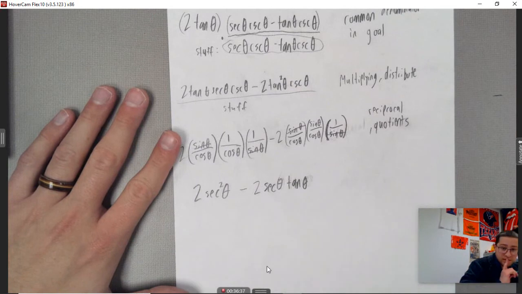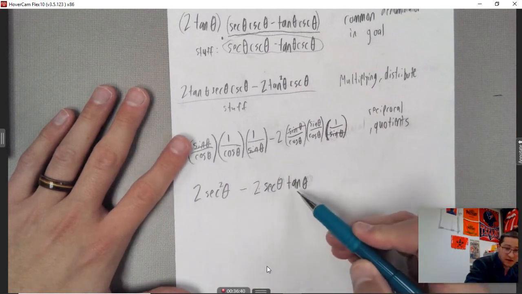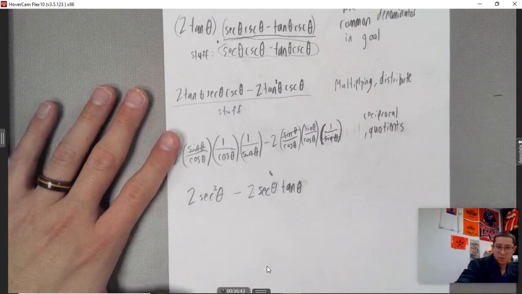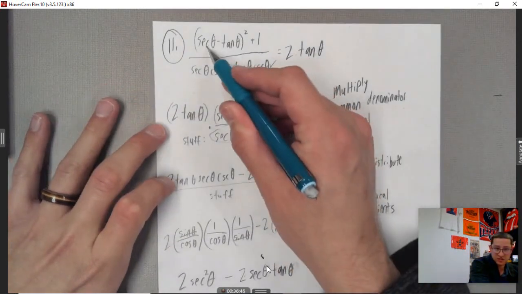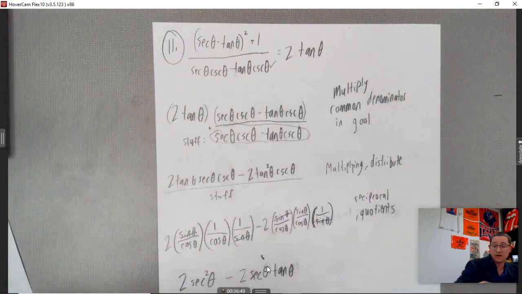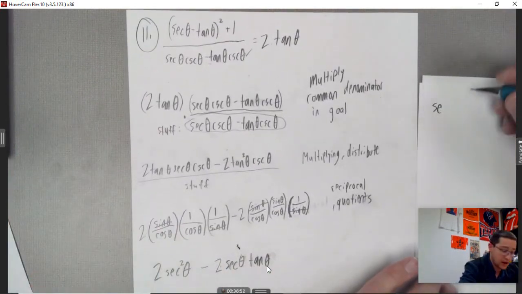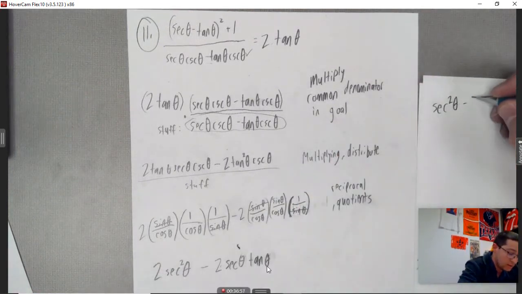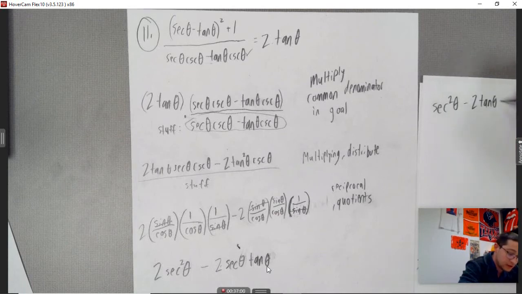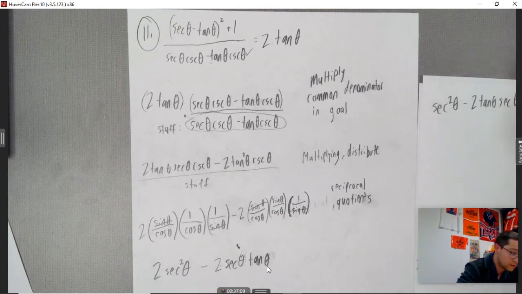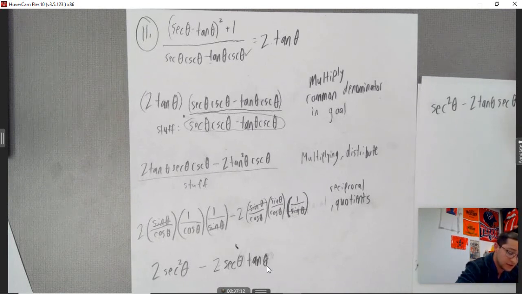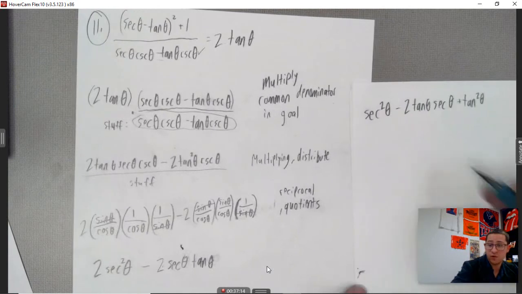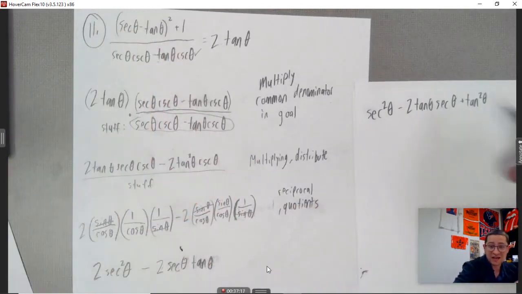Okay, so let's look and see what we have. All right, we've got 2 times secant of theta times tangent of theta. Now, if we're looking at this up here, this secant theta minus tangent of theta, I want something that looks like this, right? I want secant theta minus 2 tangent secant theta, and then tangent squared of theta, right? Because that's the FOILed version of this. So if I can get that, then we're good.